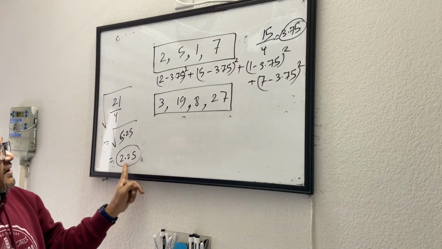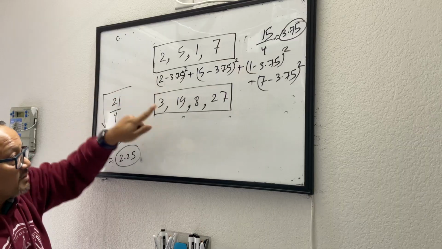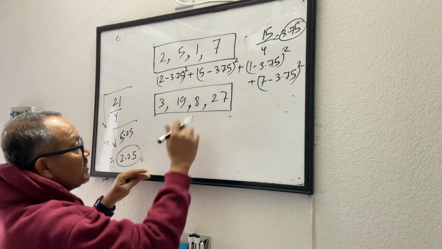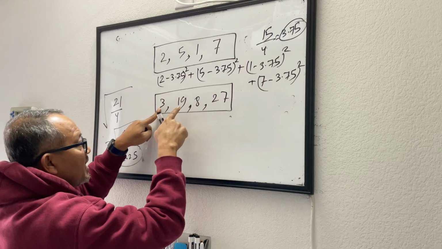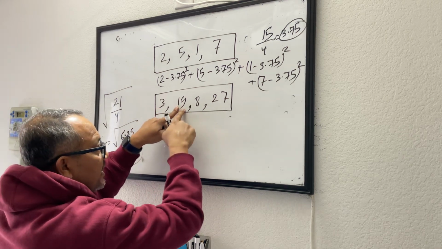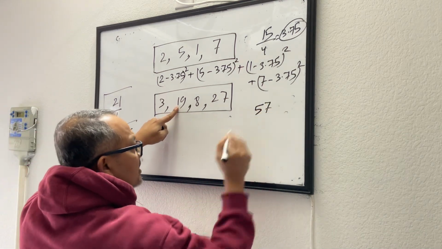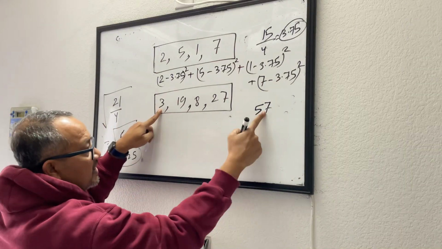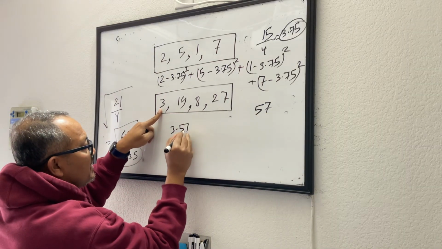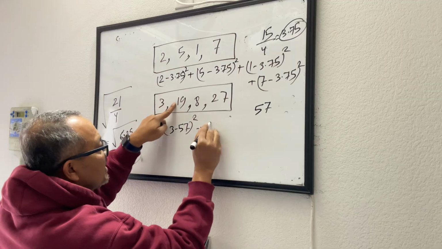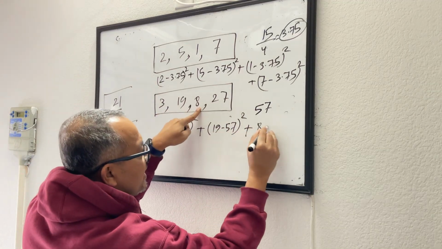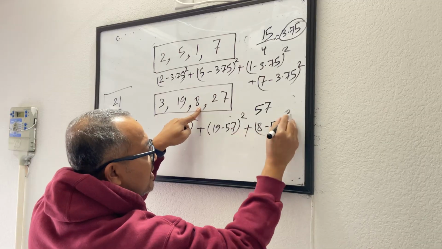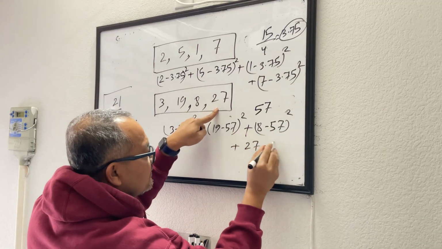So we got the standard deviation for the first one is 2.25. Now let's look at this thing. Same way we'll do. 28, 7 plus 8, 35 plus 338, 9, 47 plus 10, 57. So now what we'll do is 3 minus 57 square plus 19 minus 57 square plus 8 minus 57 square plus 27 minus 57.